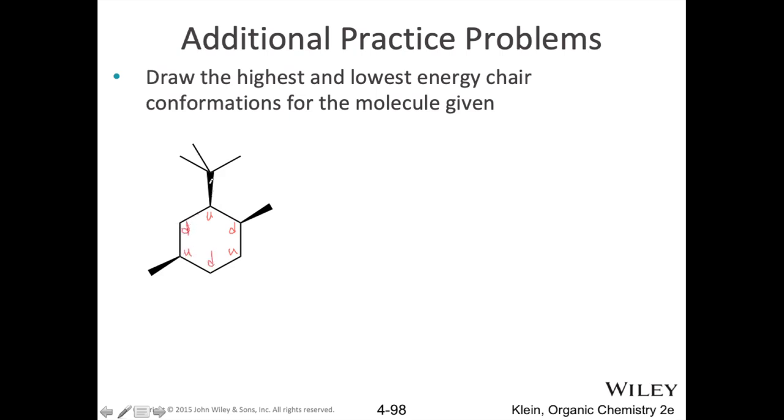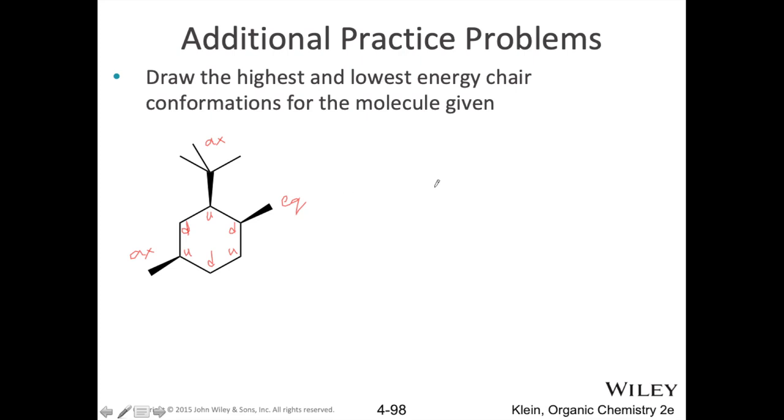So if this is up, that's axial. This group is down, up, so this is going to be equatorial. This is going to be up, up, so this is also axial. This will be the highest energy conformation when I draw it out. And if I do a ring flip of it, that would be the lowest energy conformation.